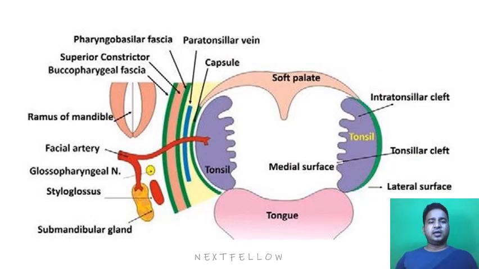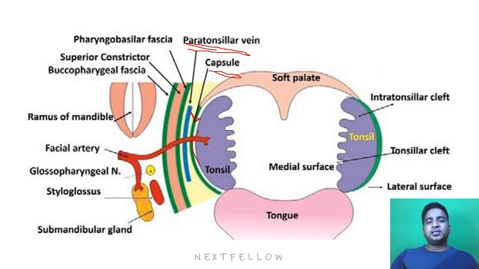Let's look at this diagram. You will get a better idea about the tonsillar bed. In the purple color, this is my complete tonsil, and this green color is the capsule of the tonsil. Beneath the capsule of the tonsil is a vein known as the paratonsillar vein. Whenever we dissect the tonsil while removing the tonsils, we always encounter this paratonsillar vein running in the base, and it is one of the potent sources of bleeding while doing the surgery.